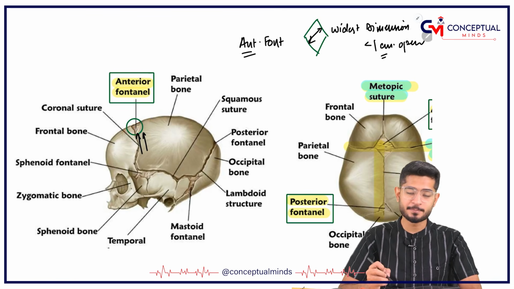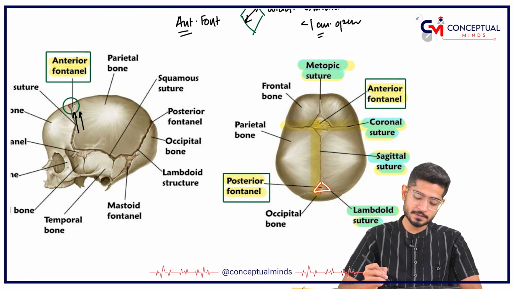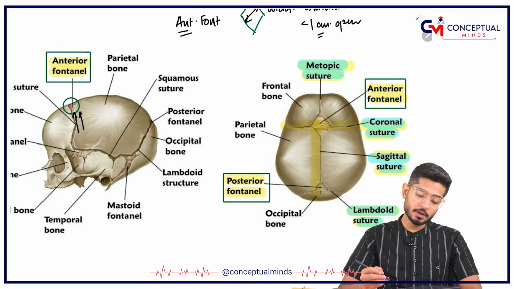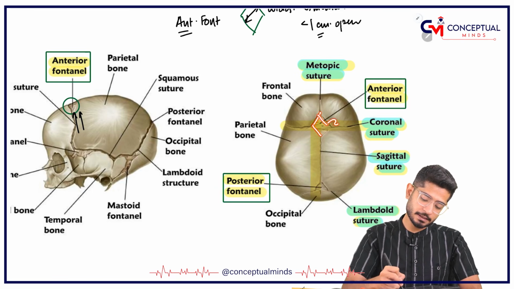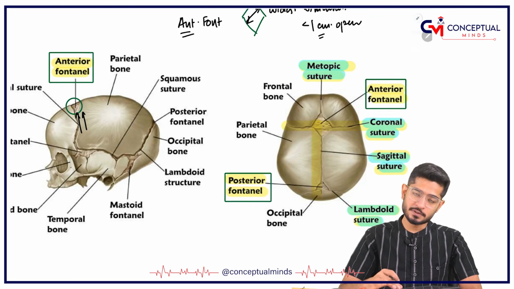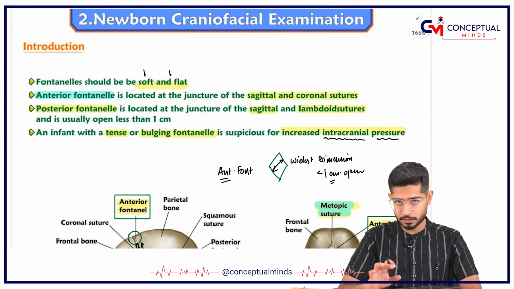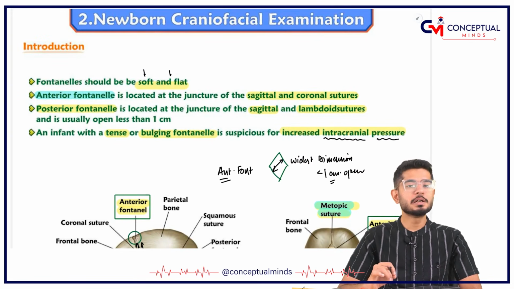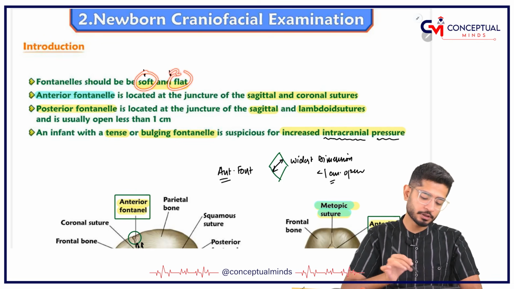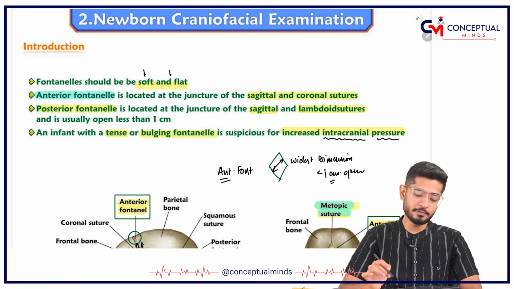This gap is called the anterior fontanelle because it is anteriorly located, and this triangle is posteriorly located, so this is the posterior fontanelle. You can see from the image very clearly that the anterior fontanelle is diamond shaped, whereas the posterior fontanelle is triangular in shape. These are the two most important fontanelles, although some other fontanelles may also be present. Whenever you palpate, the fontanelle should be soft, and it should be flat.